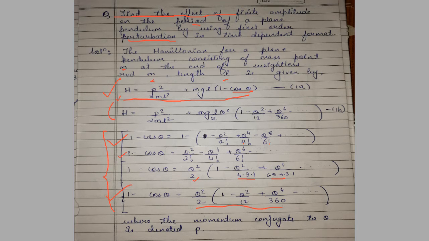You have to replace this value over here. When you replace 1 minus cos theta over here, you will get this equation, that is equation number 1b. Where we obviously know that the momentum conjugate to theta is denoted by p, the momentum coordinate. So 1b is the equation which gives us the Hamiltonian, that we have just solved, like we have put the value of cos theta and we have solved.